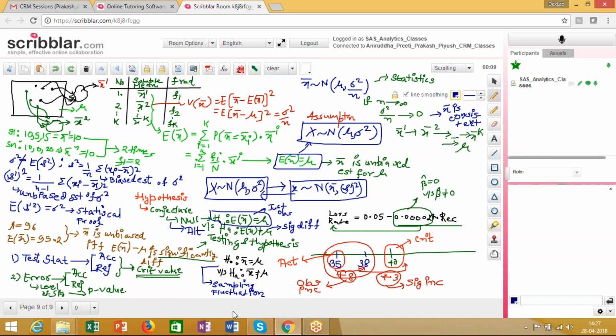And the part that we start off with is the concept of a test statistic. So how do we know whether the sample mean and the population mean are significantly different from each other or not? To do that, we'll start off by talking about the test statistic.